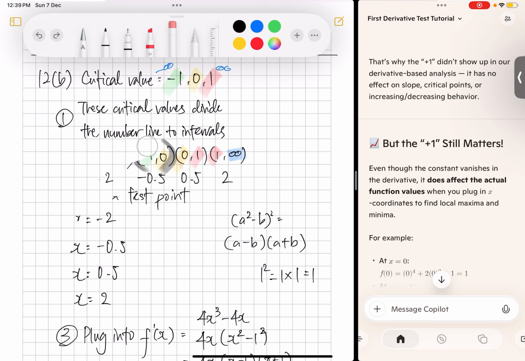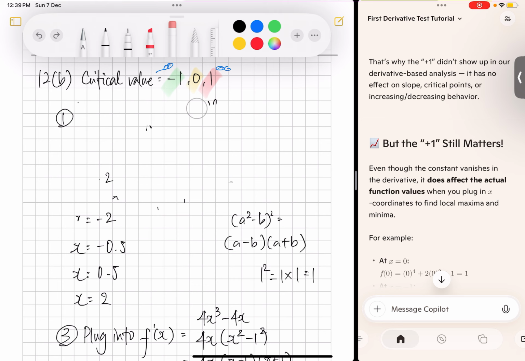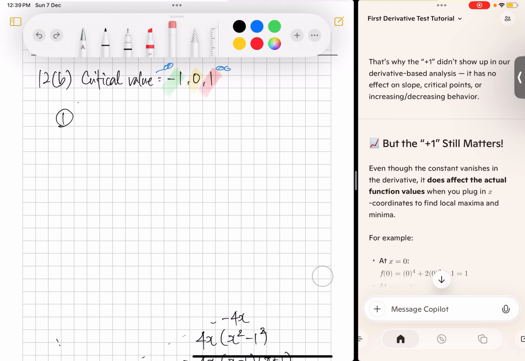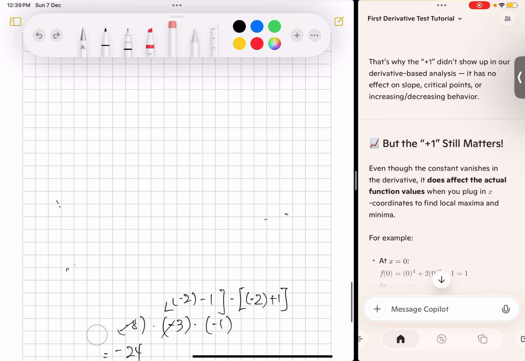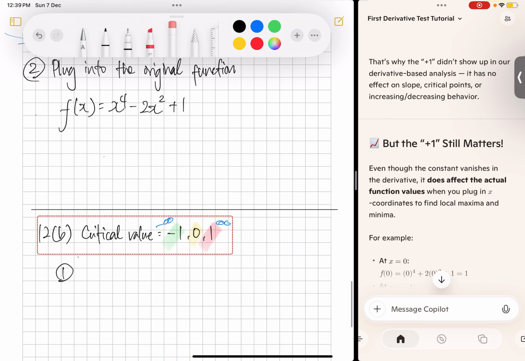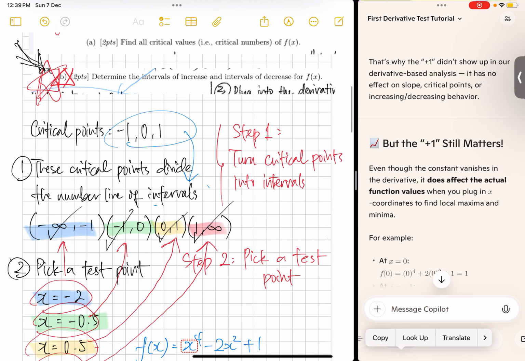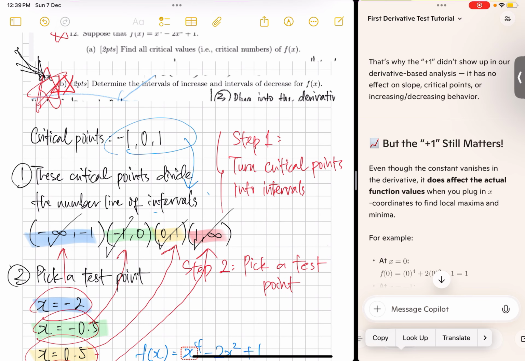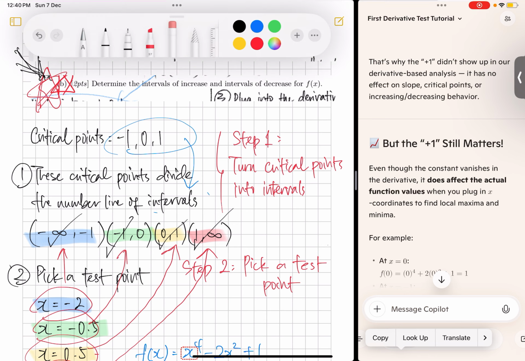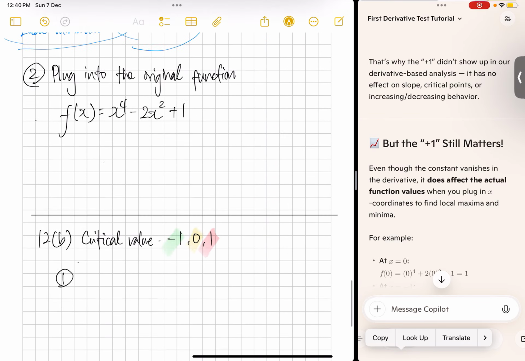I'm gonna start with 12B, and then we can continue forward. Okay, so 12B is very simple. It asks us to determine the intervals of increase and intervals of decrease for f(x). So how do we find the answer to that? Well, it's actually quite simple.